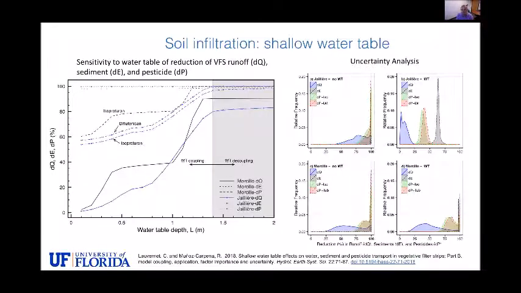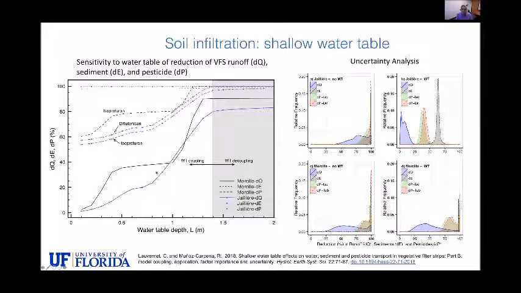And then this graph here essentially captures the story. The x-axis on the graph on the left-hand side is the depth to the water table. So 0 will be right on the surface, deeper will be deeper in the soil. And then the y-axis, dq will be reduction of runoff, de, reduction of sediment or erosion coming into the buffer. And finally, a reduction in pesticide, dp.